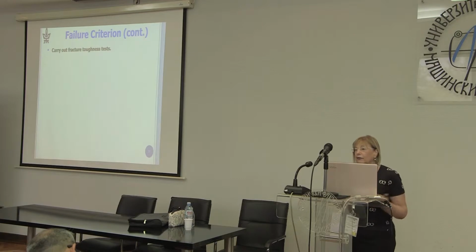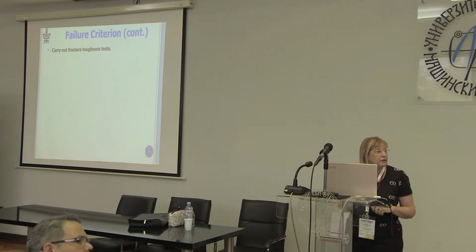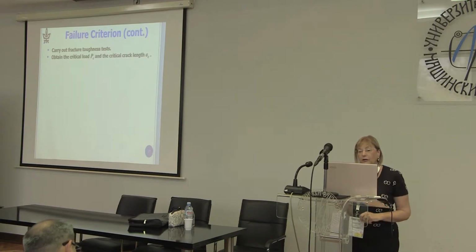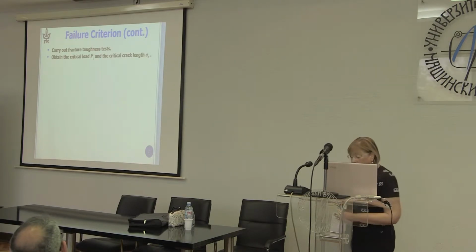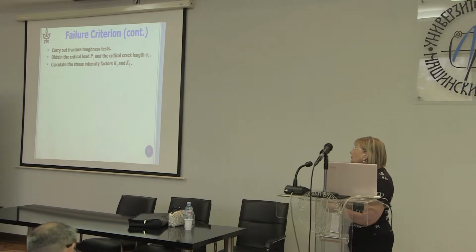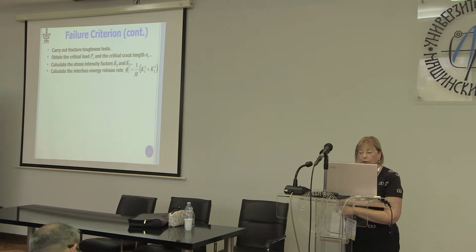So we carry out fracture toughness tests, and I'm going to show you tests with what are called Brazilian disc specimens. You can use whatever specimen you think will be useful for you. We obtain the critical load at fracture and the critical crack length, AC. We calculate, and I haven't talked about this, I'll talk about this in a bit, K1 and K2 for that geometry, for the crack length, and for the applied load.